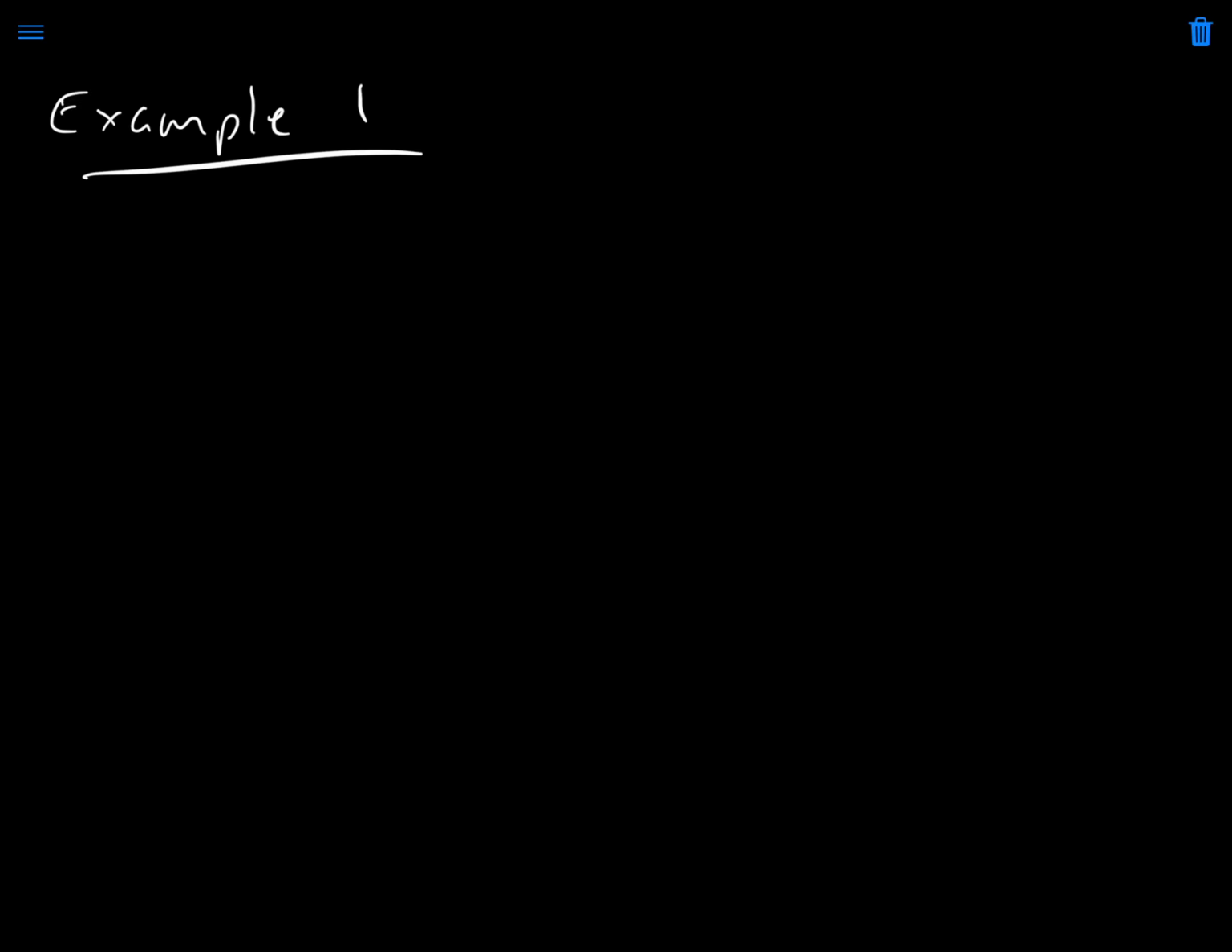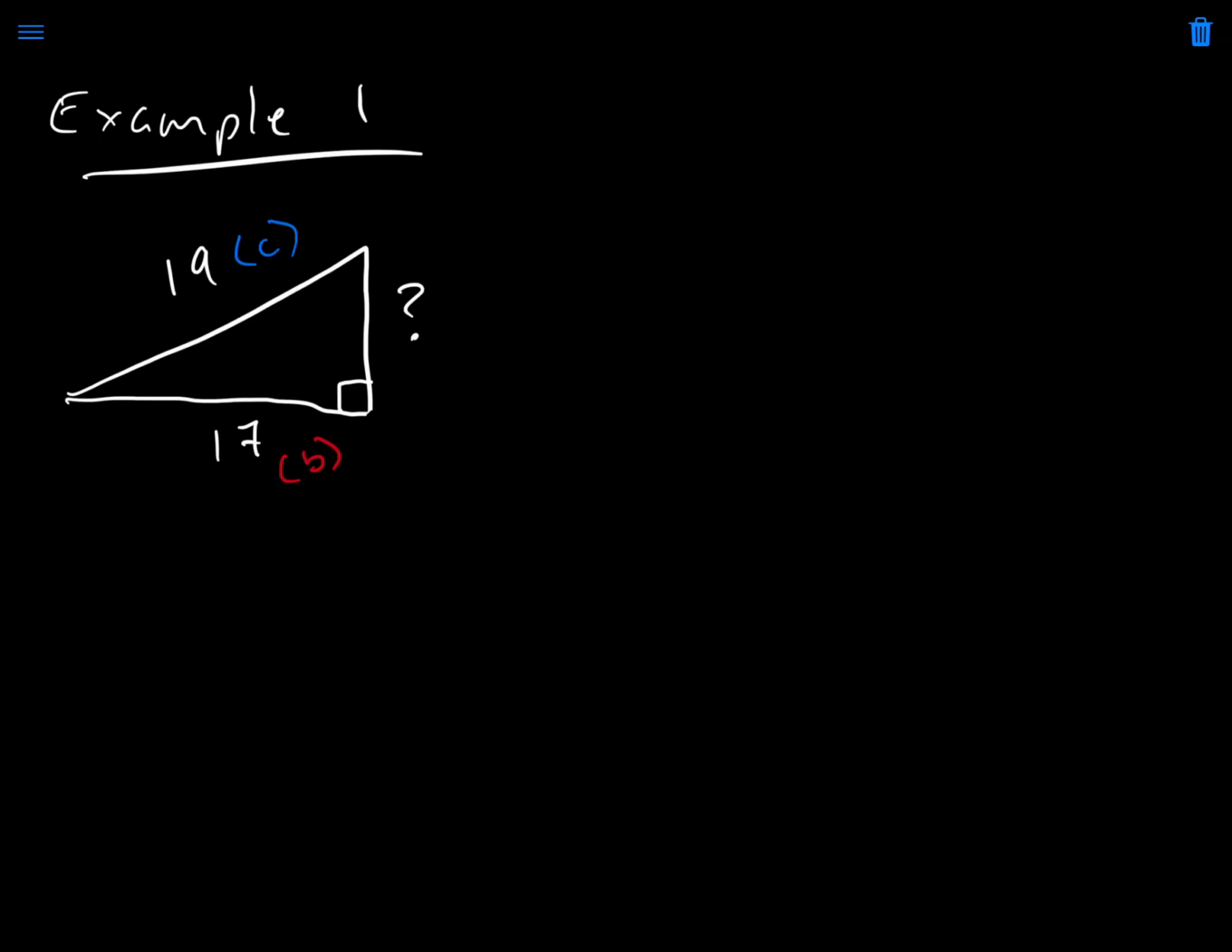So example 1 here, we have what looks like a right triangle. Like so. And then we have 19 and 17, and we don't know what this is. So if I label these points correctly, remember, C is always the side diagonal across from the 90 degrees, so that's C. This is going to be B, and the missing side is going to be A.